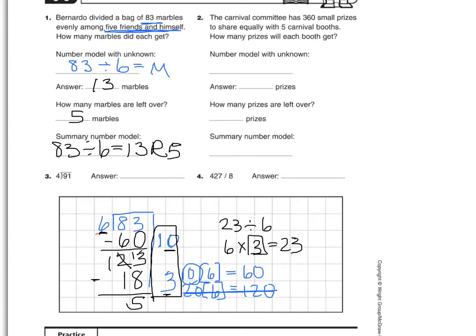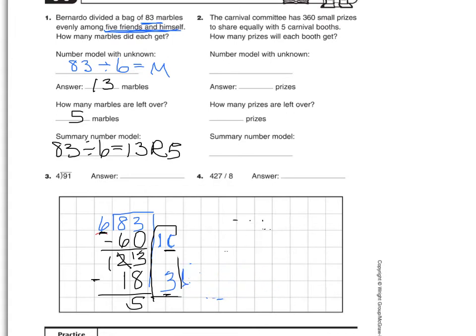Okay? So when your child is getting ready to solve the other ones, you may need another sheet of paper. You may need to write on the back, which is fine. They're going to set it up in the very same way. They're going to read the problem, find out the total. You see here there's 360 small prizes to be shared at each of the 5 carnival booths. So we're going to set it up the same way. We're going to take 360 divided into 5 equal groups.